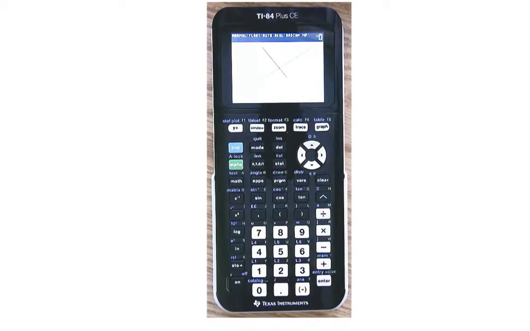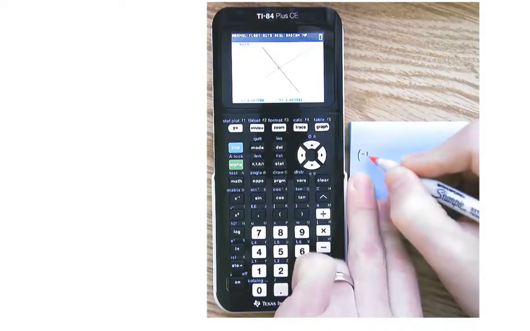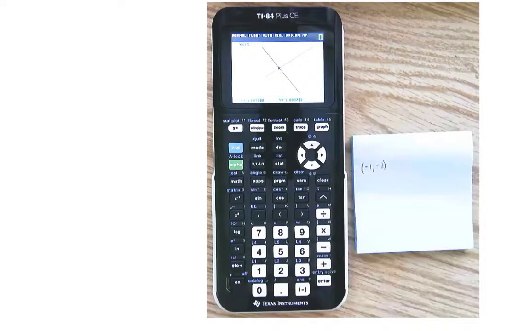Hit it again. Now as I trace, as it jumps from pixel to pixel or from dot to dot on the screen, it's going to be more accurate than when I was zoomed out. So right there, looks like it's probably pretty safe to say it's going to be at negative 1, negative 1. So my answer to that system is going to be the point negative 1, negative 1. And I'll quickly write that down on a random scrap of paper. Wasn't planning for this. So by example 2 in your notes, you could write negative 1, comma, negative 1. And that's the answer. That's the solution to the system.